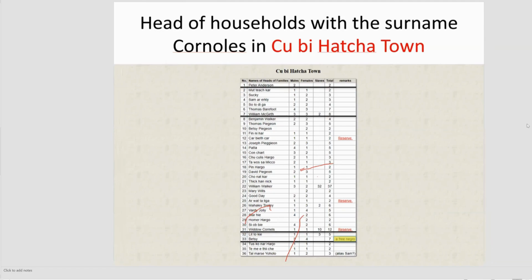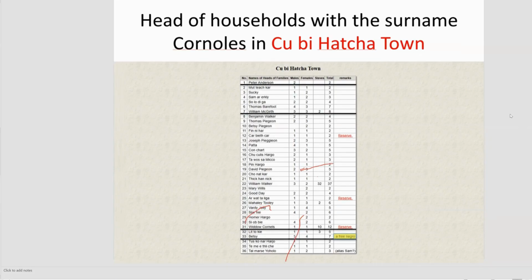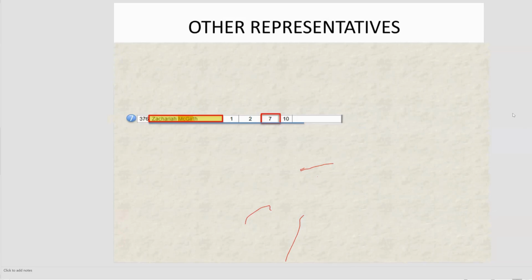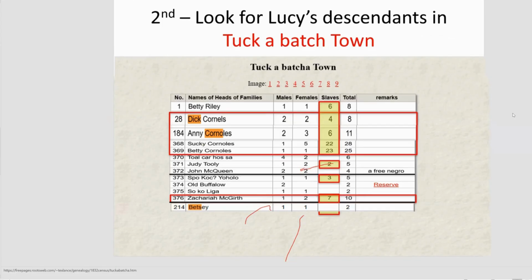So I'm now looking at the names to see, do I see a Suki and a Lucy? There is, in Kubahatcha town, Betsy, who was a free Negro. I'm like, okay, I see you, girl. My grandmother used to tell me that they used to go fish at the Kubahatcha Creek. And I'm like, okay, that's somewhere in either Indian Creek, Fort Davis, or Bullitt County. But somewhere where my family was living is where they were walking, right? Okay. And Zachariah McGirth, I think we saw him in another grouping.